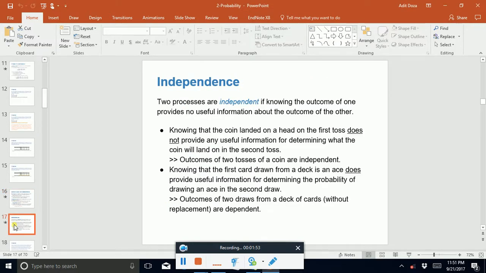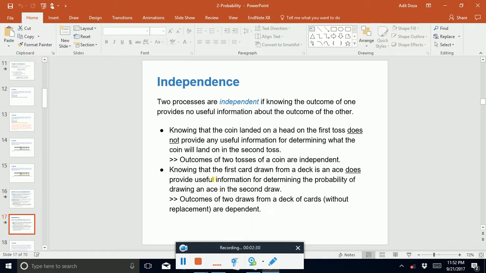So, independence. Two processes are independent if knowing the outcome of one provides no useful information about the outcome of the other. So knowing that the coin landed on a head on the first toss does not provide us any useful information for determining what the coin will land on in the second toss, right? So we don't know. In the second toss it can be head or it can also be tail. Outcomes of two tosses of a coin are independent.